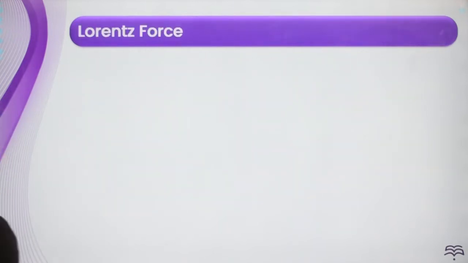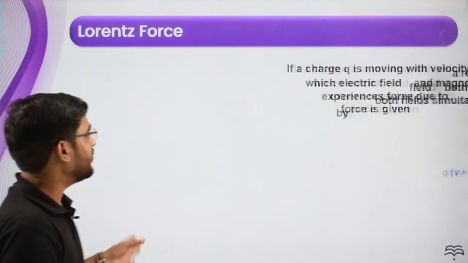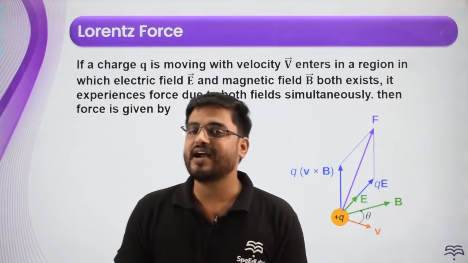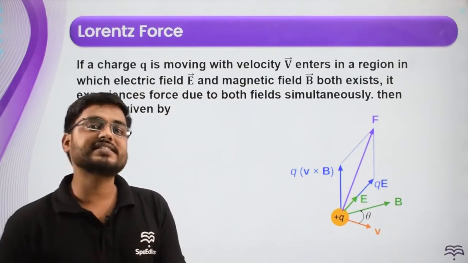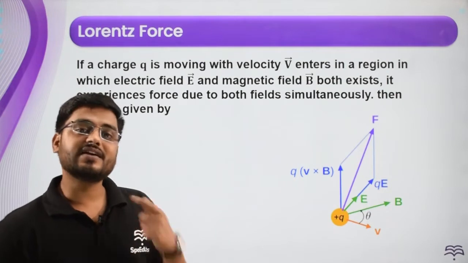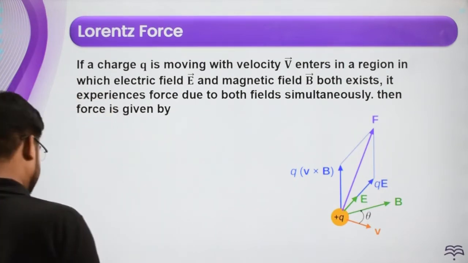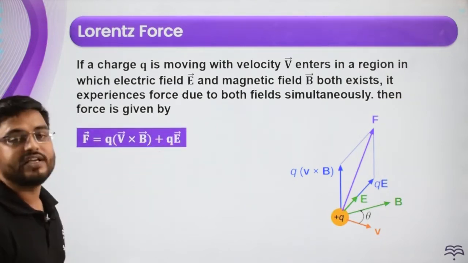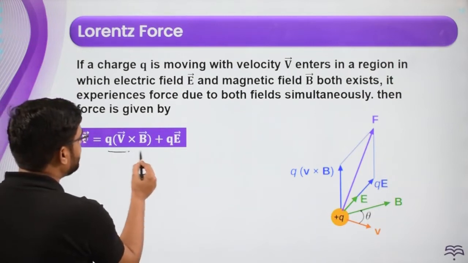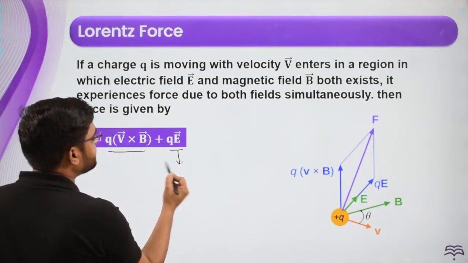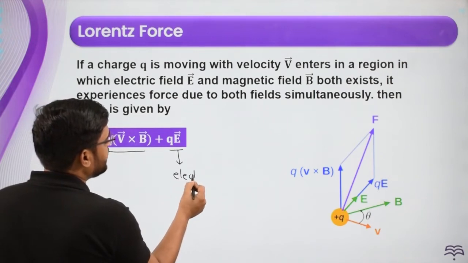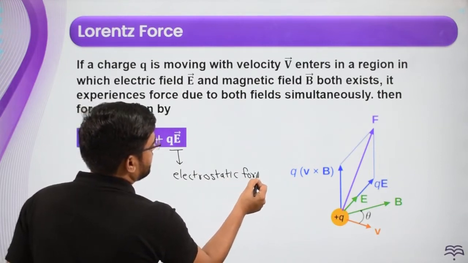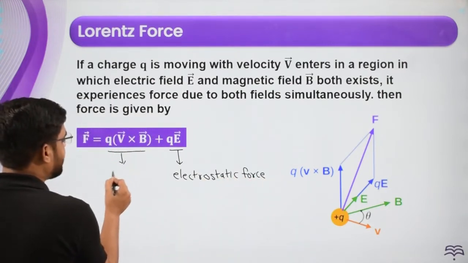Now, the Lorentz force. This is our next topic. What is the Lorentz force? If there is a charged particle in a magnetic field as well as an electric field, then the net force is called the Lorentz force, and it is given by the expression Q V cross B plus QE. If you see this force, there are two parts, QVB and QE. We have already discussed these forces. QE is nothing but the electric force or electrostatic force. What about Q V cross B? This is nothing but the magnetic force.